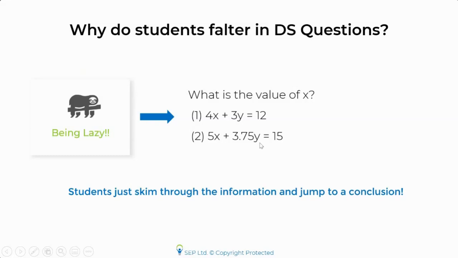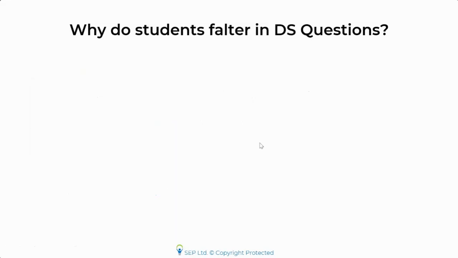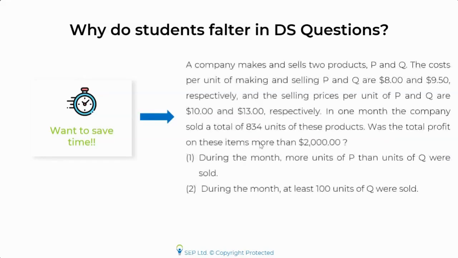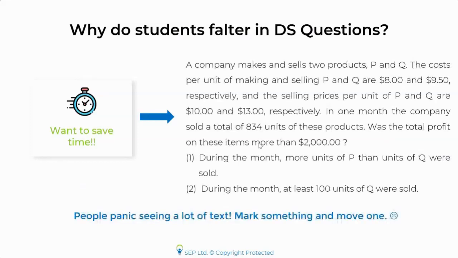Okay, so this is the third. The last is something I would say applies to both PS and DS, but in DS, what happens is that, again, if you want to save some time, you end up marking the answer very quickly. Sometimes it could be just because, pure play, you want to save time. Sometimes it's because you end up getting a very huge question. You see a lot of text.